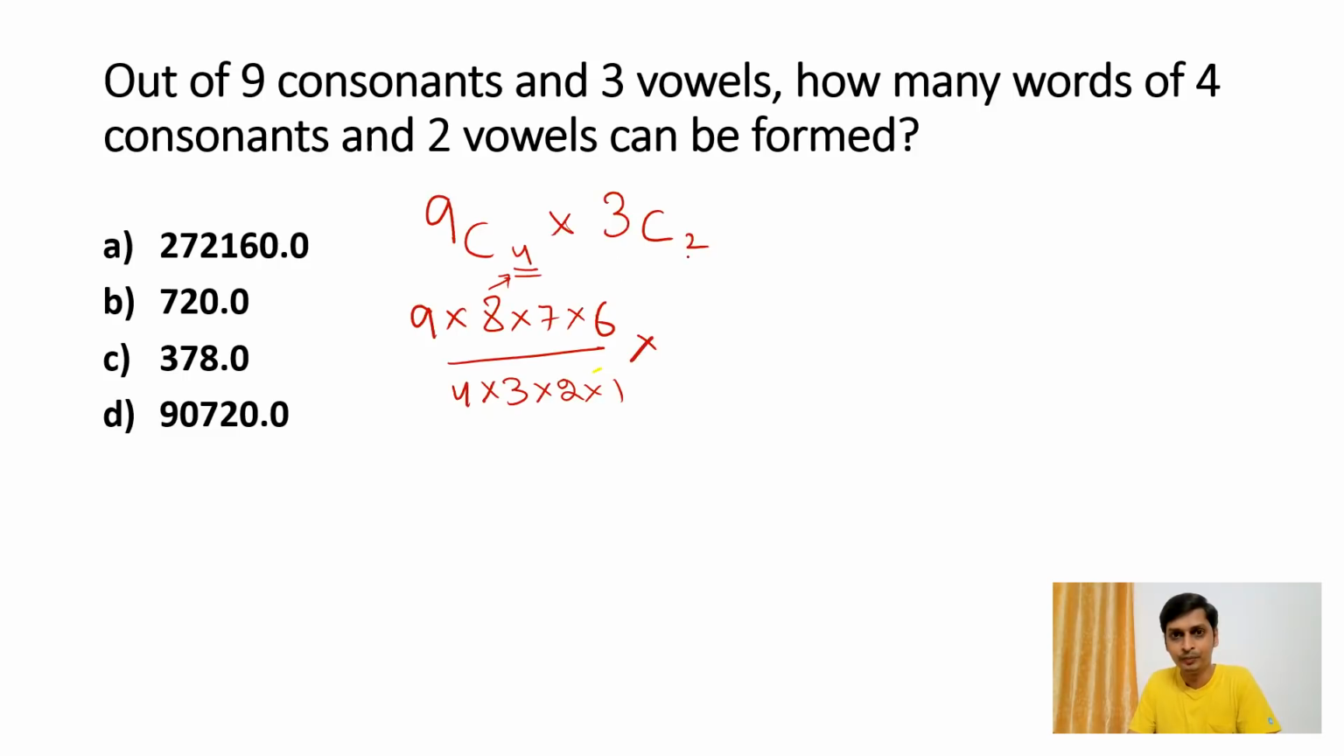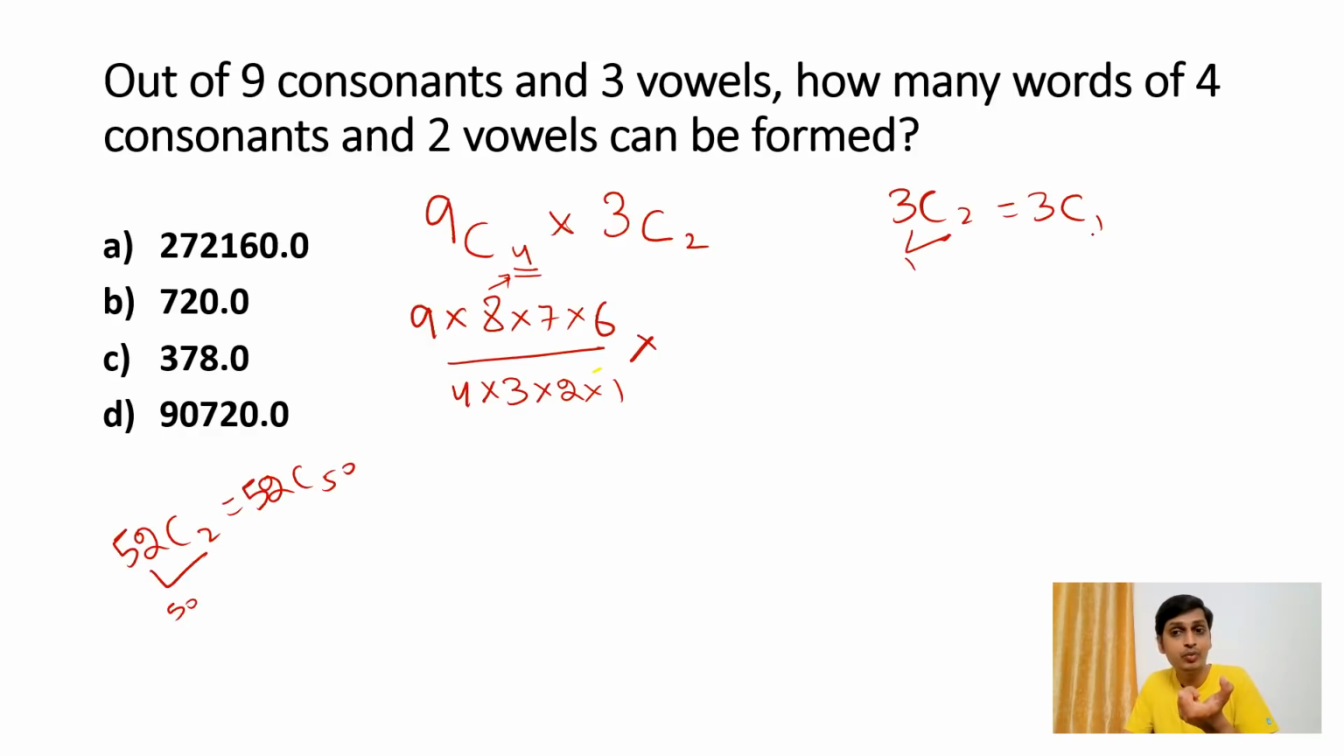And 3C2. The value of 3C2 is equivalent to 3C1 because the difference between 3 and 2 is 1. For example, if you have 52C2, this will be equivalent to 52C50, right? Because the difference is 50. So here, what is the value of 3C1? If you have NC1, the value will always be equivalent to N. So 3C1 is nothing but 3, right? So you can write the 3 as it is.